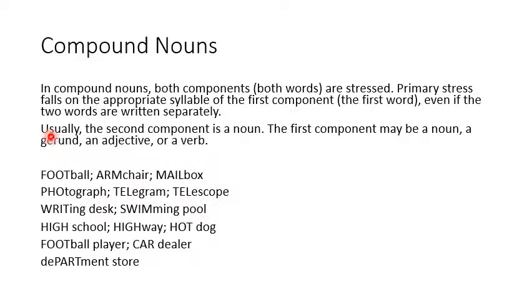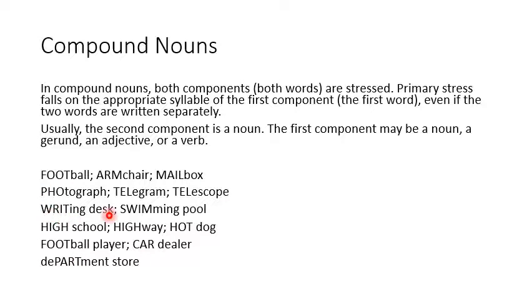تمام. Now usually the second component is a noun. الكومبوننت الثاني أو الكلمة الثانية من الكومباوند is a noun. The first component may be a noun, a gerund, an adjective or a verb. الكومبوننت الأول أو الكلمة الأولى ممكن تكون واحد من هدول الأشياء، إما noun أو gerund أو adjective أو verb، وهنشوف الأمثلة الموجودة هنا. طب نكمل الأمثلة.